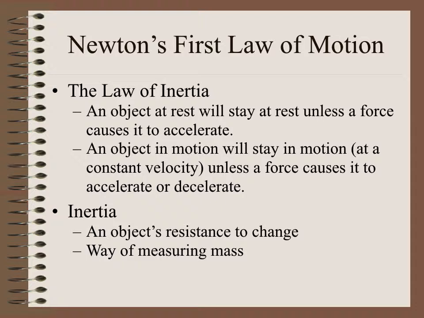Now, inertia is also a way of measuring an object's mass. When you first got a definition for mass, we said it's how much matter makes up an object. But that amount of matter is going to resist changes to its motion.